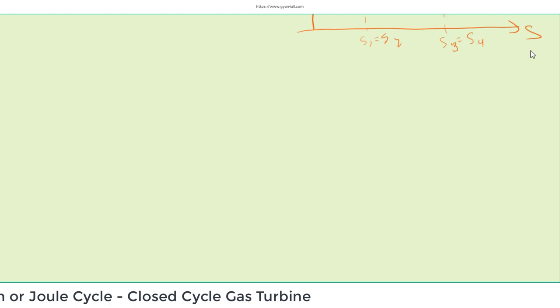Okay. Now you look at the TS diagram. We can also draw another diagram, that is called the HS diagram. What is this HS diagram?